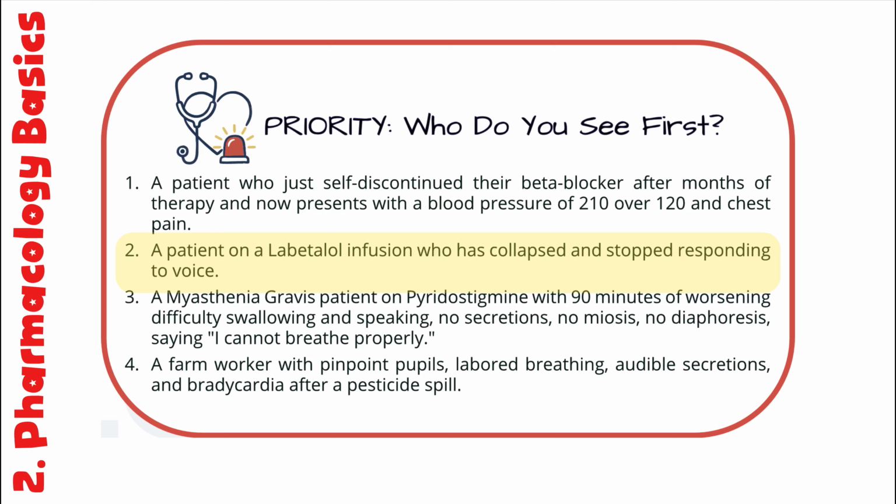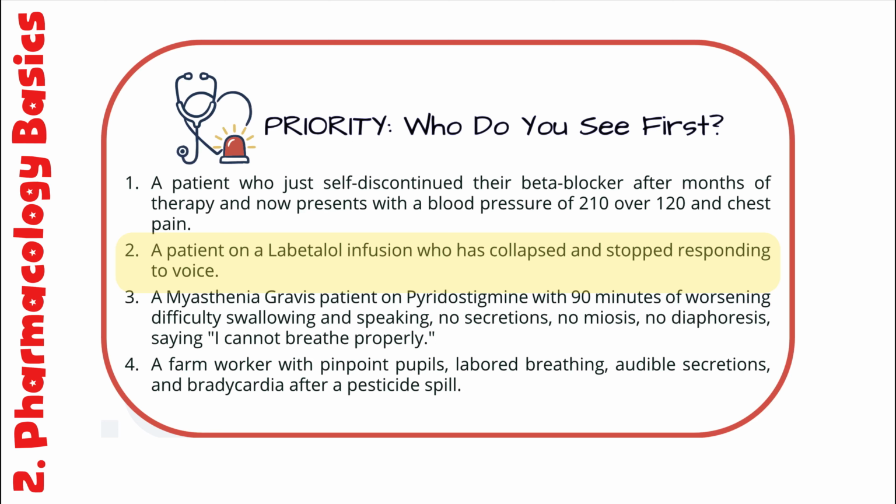A myasthenia gravis patient on pyridostigmine with 90 minutes of worsening difficulty swallowing and speaking. No secretions, no meiosis, no diaphoresis, saying I cannot breathe properly. The absence of cholinergic signs points to myasthenic crisis, not overdose. This patient needs airway support and likely more drug, not less.